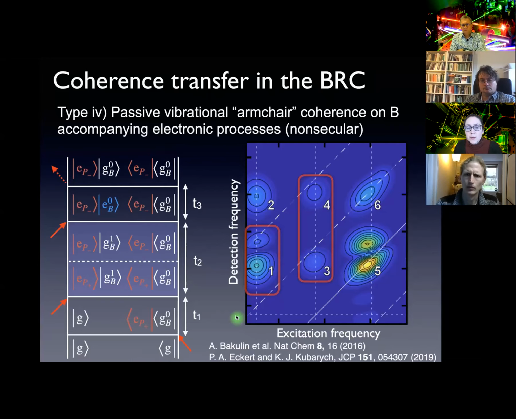And I'll point out a couple of other papers, a study by Bakulin and coworkers on singlet fission, where they, with coherence maps, were able to identify a very weak transition in their data. Also recent work by Kevin Kavarich's group in 2D-IR studies, they were able to see a dark state using coherence maps and coherence transfer processes.